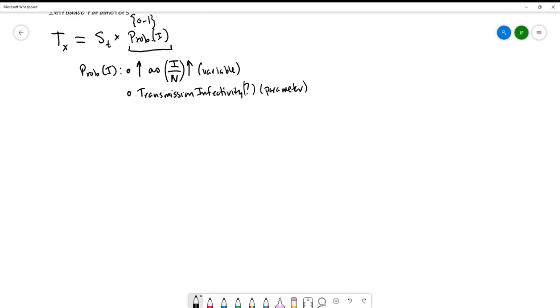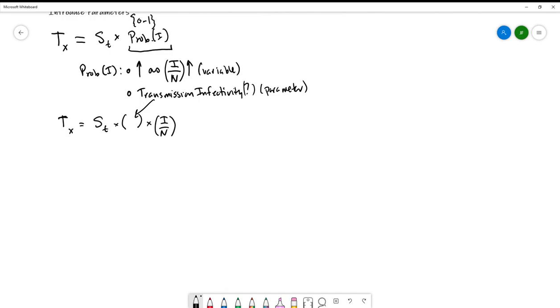And so what that means is that the number of people who become infected is going to be equal to the susceptible population times this transmission infectivity times the number of infected people divided by the total population. That becomes actually a deterministic equation that we could then use.